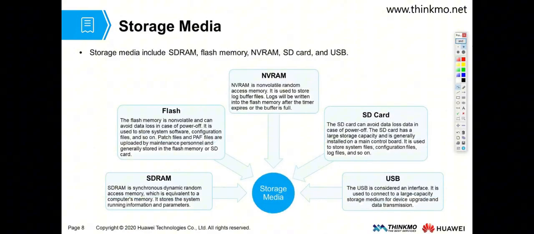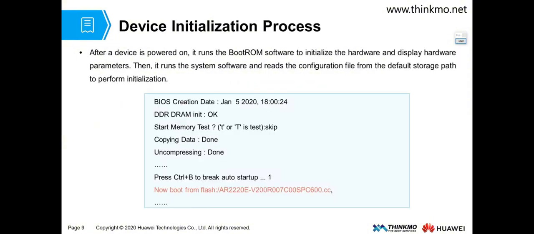There are quite a few options here, such as the USB that we are quite familiar with, right? You can insert a USB flash drive or a hard drive, including SD cards, NVRAM, flash, and SDRAM, all of which are possible. In this context, we are compatible with quite a few options. Besides these, if we want to perform some operations on it in the future, after the device starts, it will first enter the boot read-only memory. This system will display some hardware parameters, and then it will run the system software and read these configuration files from the default storage path.